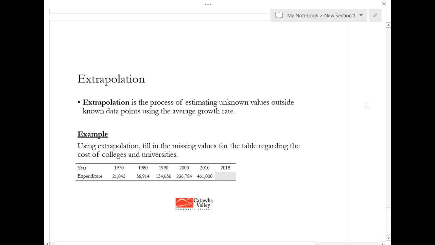So those were interpolations. They were inside, but now we want to extrapolate, so finding an unknown value that's outside my data points. We've got all this information, same table, but now we want to estimate for 2018. In order to do that, I want to use the closest values I have to 2018, so from 2000 to 2010. So again, I need to calculate the average growth rate from 2000 to 2010.